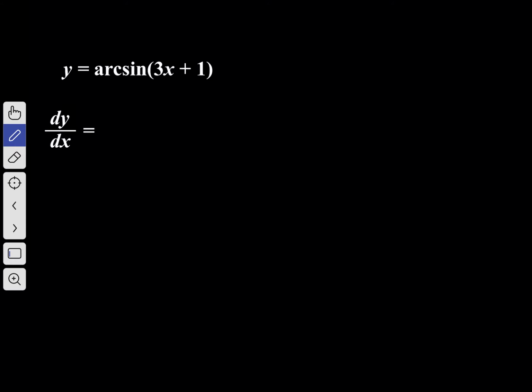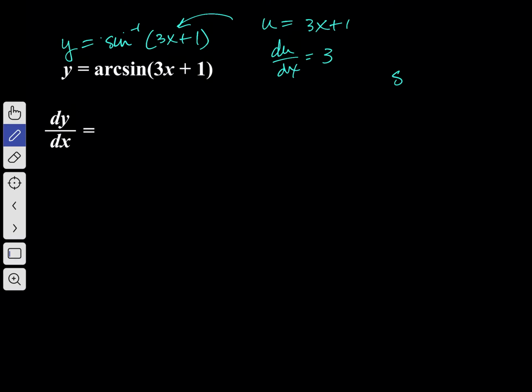Okay, we have an arc sine. Remember, this is the same thing as y is equal to sine inverse of 3x plus 1. Right there, there's your u. What's your du dx? Oh, 3. How nice. All right, just a reminder, what is the derivative of sine inverse, or arc sine, of u? Well, that is equal to du dx over the square root of 1 minus u squared.